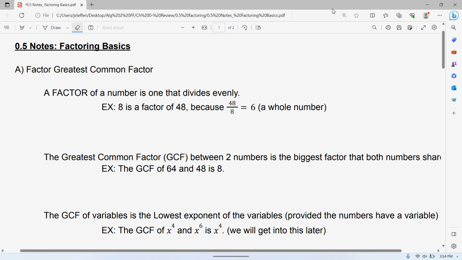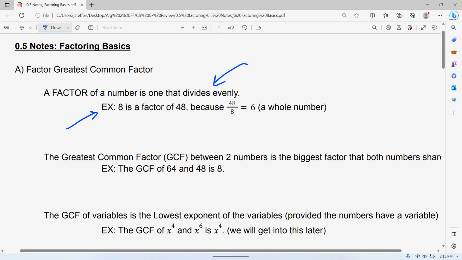This lesson is over factoring using the greatest common factor and factoring trinomials. So it's just the basics of factoring. First off, what is a factor? A factor of a number is one that divides evenly. Now I think that's a confusing definition, and I'm the one who wrote it. I think it's way easier to look at as an example.